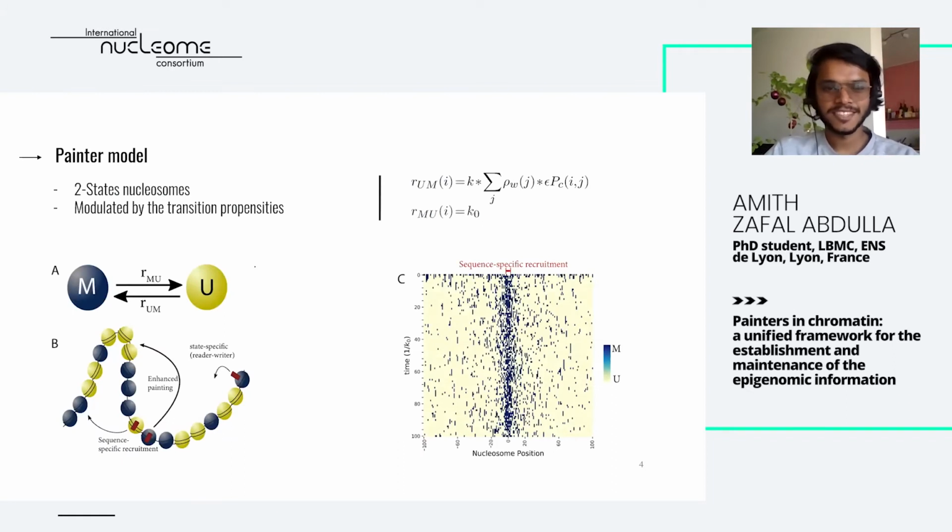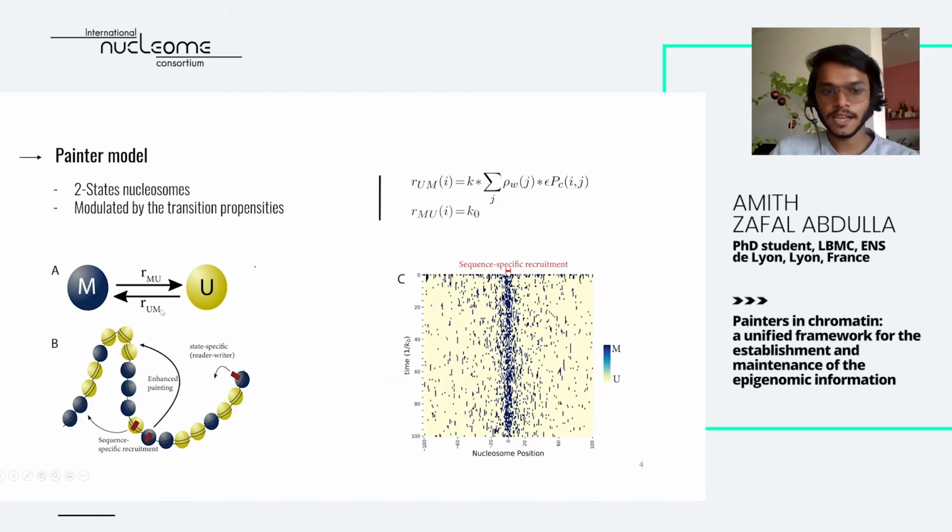The painter model. Here, the nucleosomes can exist in two states, modified M and unmodified U. Modified has some modification which affects local chromatin state, and unmodified has no modifications which affect chromatin state, the native nucleosome. So we are lumping all the modification and complexity of the nucleosome into a two-state situation here. The transitions between these are modulated by the transition propensities RMU and RUM. Here we'll focus on the spread of modified state M.